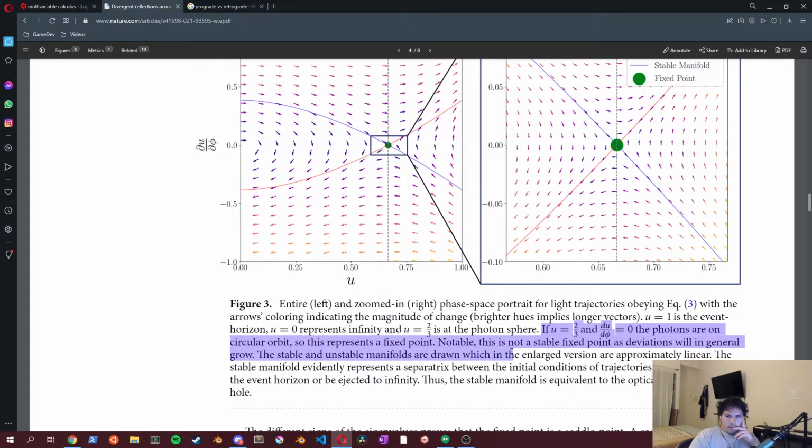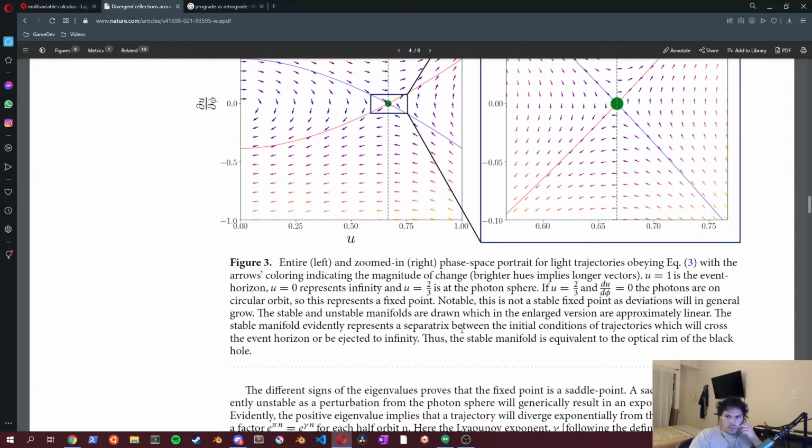Stable and unstable manifolds are drawn in the enlarged version, which are approximately linear. A cross-stable manifold evidently represents a separatrix between the initial conditions of the trajectory, which will cross the event horizon or be ejected out to infinity. Thus, the stable manifold is equivalent to the optical rim of the black hole.